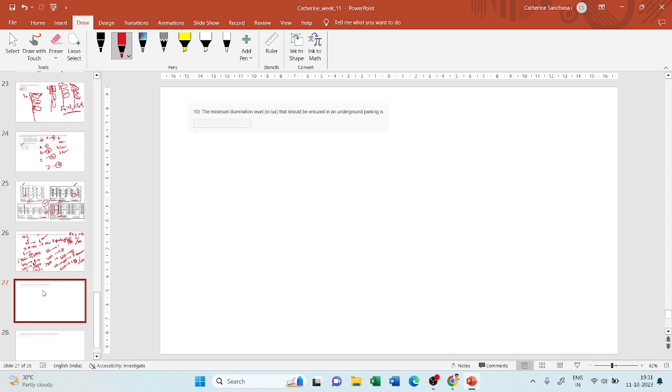Moving on to the next question. The minimum illumination level that should be ensured in an underground parking. So we saw that under off-street parking, underground parking is one type, right? So obviously underground parking has to be provided with illumination, maybe even during daytime.